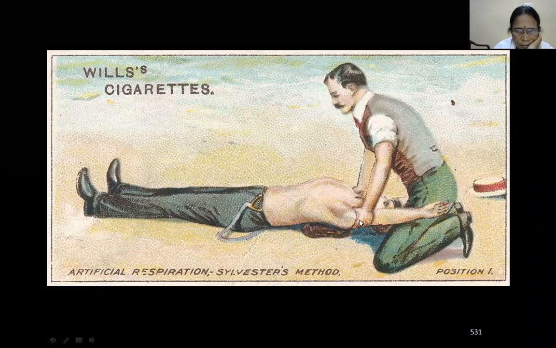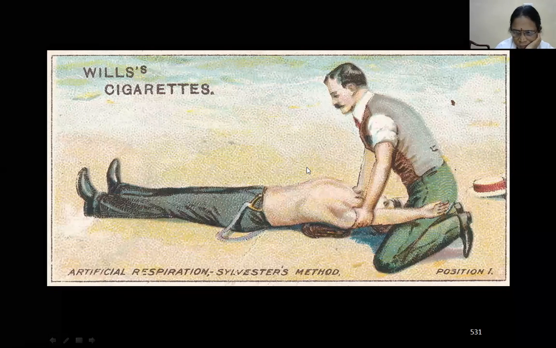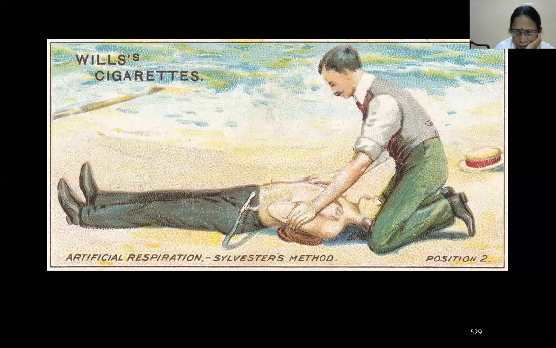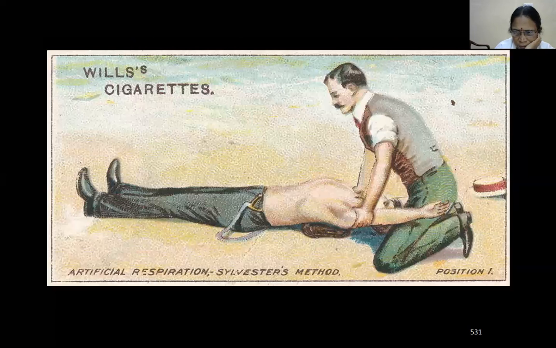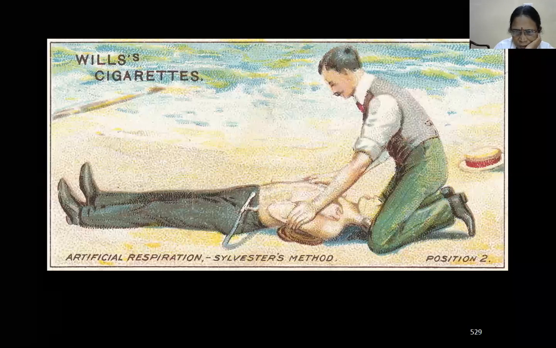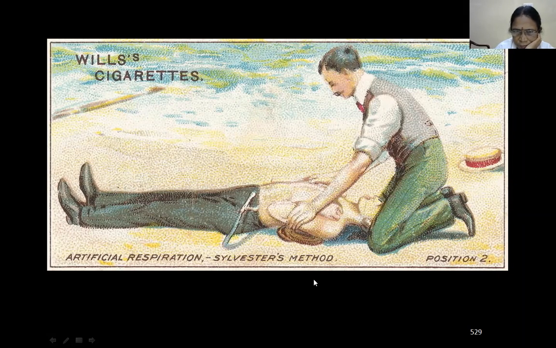And then again, first the hands come onto the chest. This is position 1, where the hands are lifted upwards, in the Sylvester method. This is position 2. After lifting, the hands are folded and pressed onto the chest.